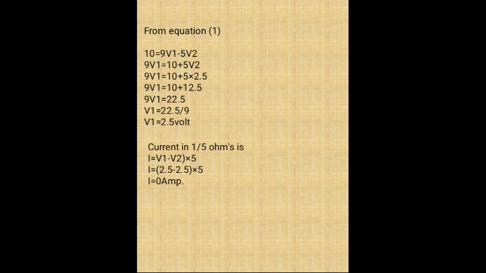So the current in the 1/5 ohm resistance is I = (V1 - V2)/(1/5), that is (V1 - V2) × 5. But from the equations, V1 = V2 = 2.5. So the value of current is equal to 0. We know that when two points are equipotential points, there will be no current flow between these two points. So the value of current will be 0 ampere.